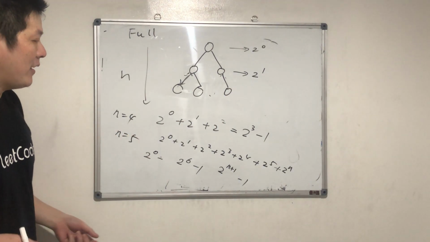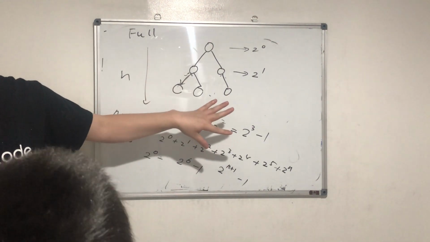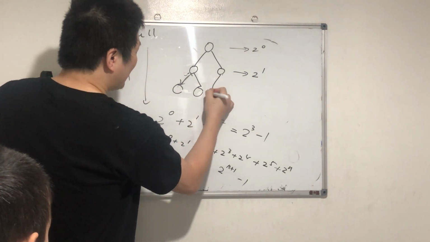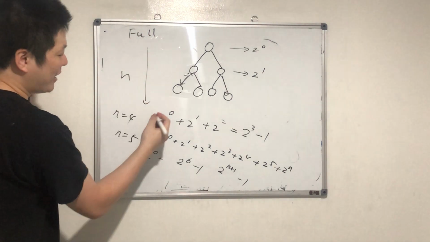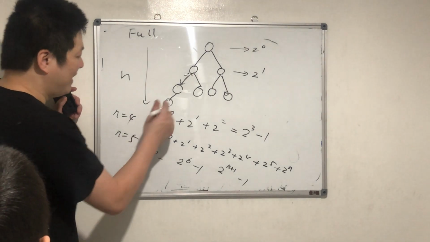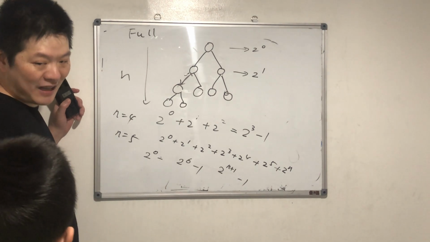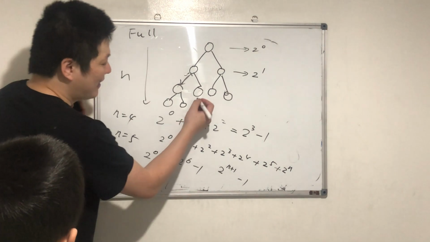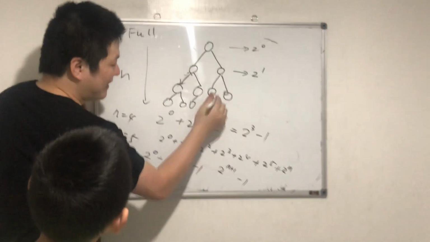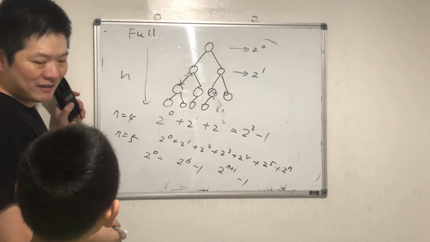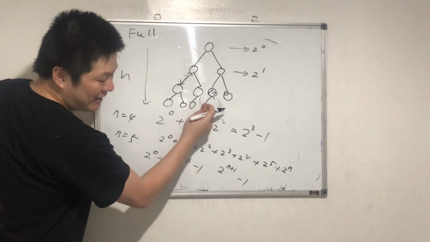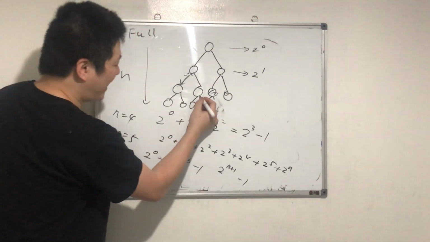So the question is, given a binary tree, how do we check it's a complete binary tree? Look, this is a complete binary tree, also a full binary tree. Is this a complete binary tree? Incomplete. Is this? No. Is this? No, because there's a node missing here. If a node is missing, it has to be on the right hand side. Do you get it? Okay. Another one.